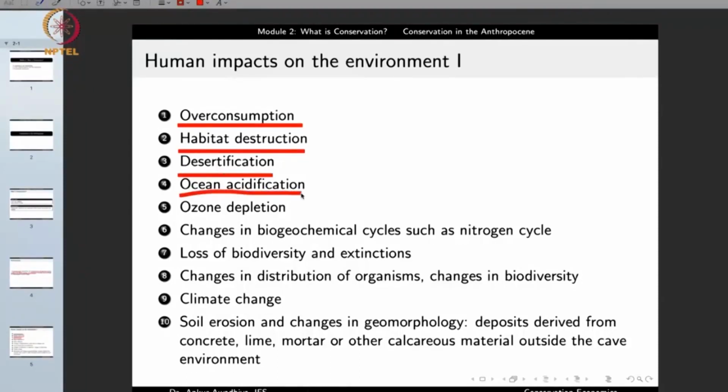Also, we have acidification. Ocean acidification means that we are converting the pH of oceans towards acidity, which means we are reducing the pH of the ocean waters. Now, how are we doing that? A major factor is the release of carbon dioxide.